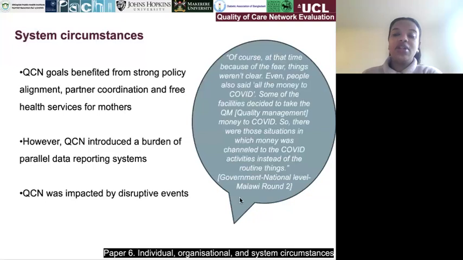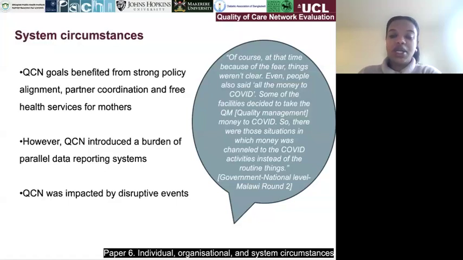So at the system level, the QCN benefited from policy alignment in these different countries, also partner coordination and supplementary maternal health services, especially services which have been given at subsidized costs or in some places for free. However, it also introduced the burden of parallel reporting according to the respondents and was affected by some disruptive events such as the COVID-19 pandemic and also conflicts in some of the countries.